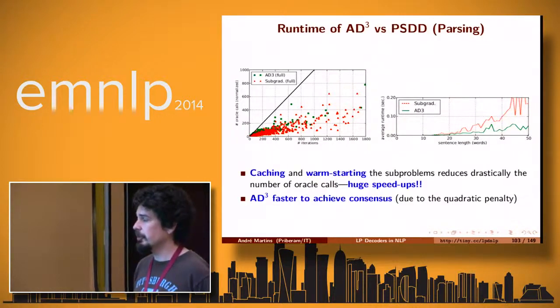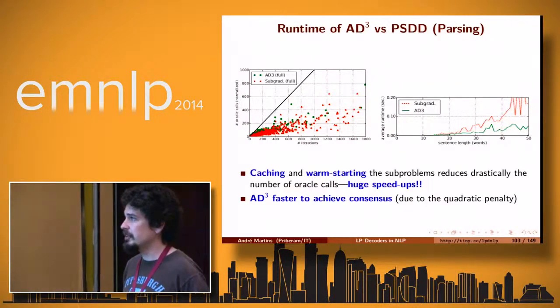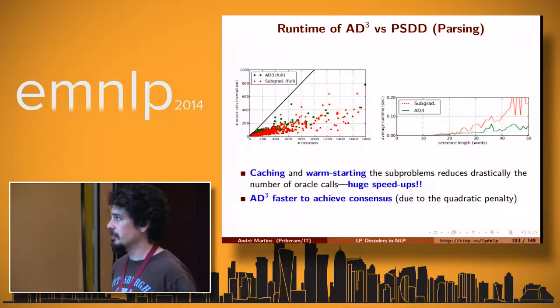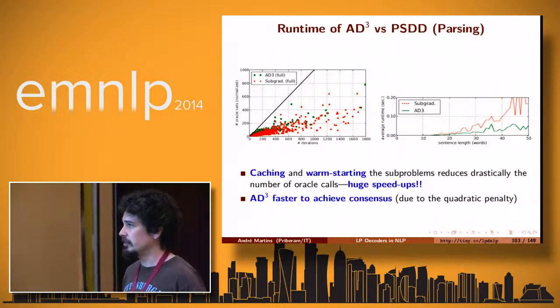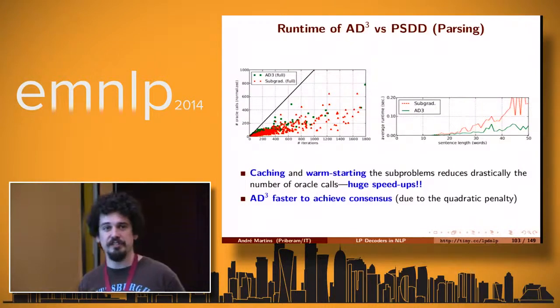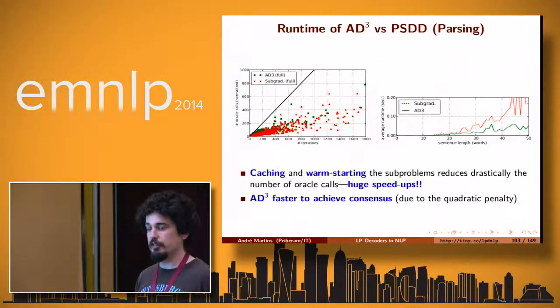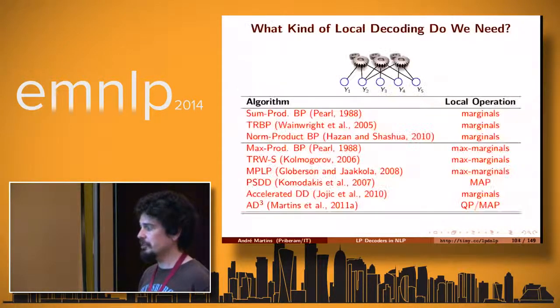And in this plot on the right, I'm showing the time it takes to parse a sentence as a function of the sentence length. And we can see that the subgradient scales worse with the size of the sentence than AD-cubed. So this time is in seconds, meaning that we can parse a sentence with 50 words in about 0.05 seconds. So it's not the fastest thing that exists, but it's good enough to be used. All right, so this completes this table.